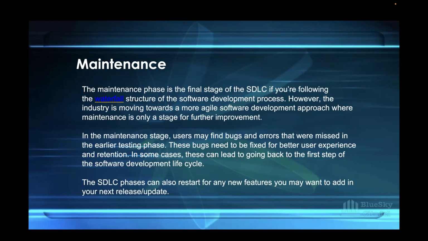And in the maintenance stage, users may find bugs and errors that were missed in the early testing phase. So these bugs need to be fixed for better user experience and retention. And yeah, after deployment, the software enters a maintenance phase, whereby updates can be done and bug fixing and enhancements are made based on user feedback, because sometimes in this phase, users might say, oh, maybe it should have been this way, or maybe this feature should have been that way. So sometimes an update can be done in that process, and enhancements can be done based on the feedback you are getting, because if you have a lot of users giving you that feedback, then you have to work according to it.